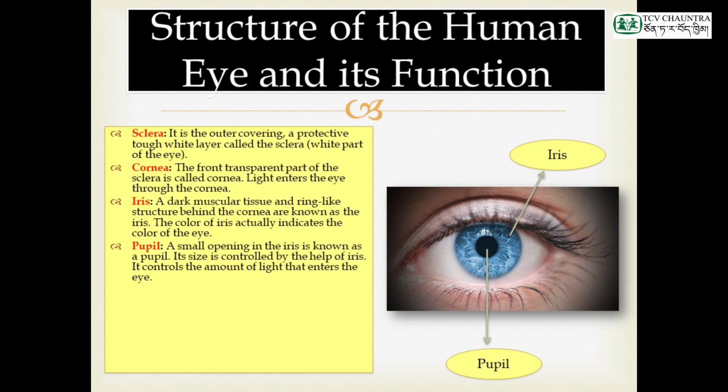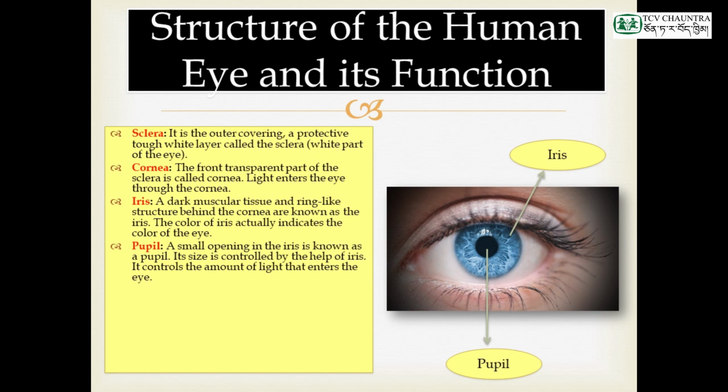The next one, pupil. In the iris, we have a black spot which is known as the pupil. Blank, black image. The pupil size is controlled by the iris, because the iris is a muscle, and we know there is a movement.